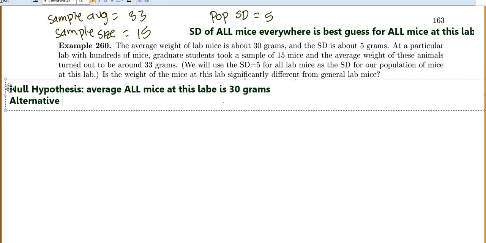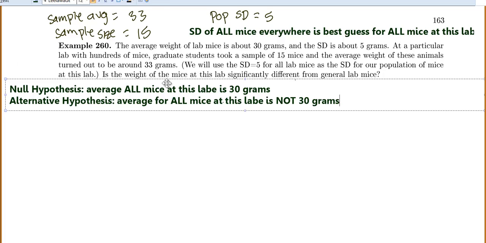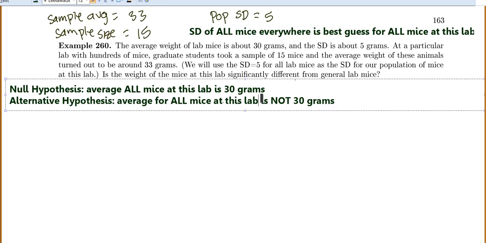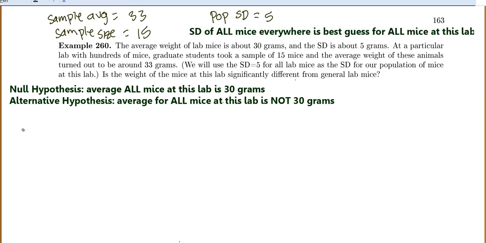The alternative hypothesis is that the average for all mice at this lab is not 30 grams. So once again, we don't know if we think that it's higher or lower. We just want to know if it's different from 30 grams. So once I have my hypotheses, the next step is my test statistic.